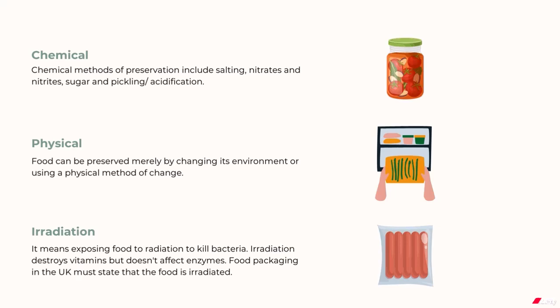Physical. Food can be preserved merely by changing its environment or using a physical method of change. Irradiation. It means exposing food to radiation to kill bacteria. Irradiation destroys vitamins but doesn't affect enzymes. Food packaging in the UK must state that the food is irradiated.